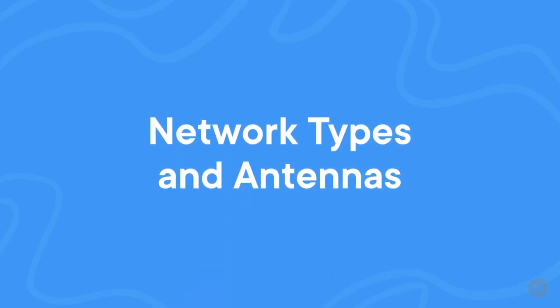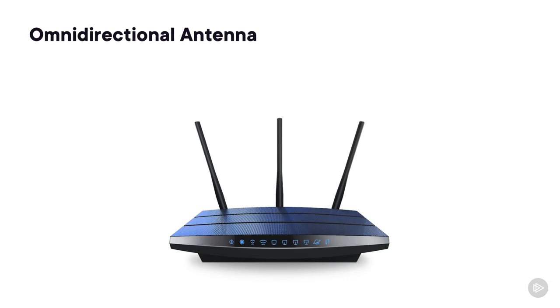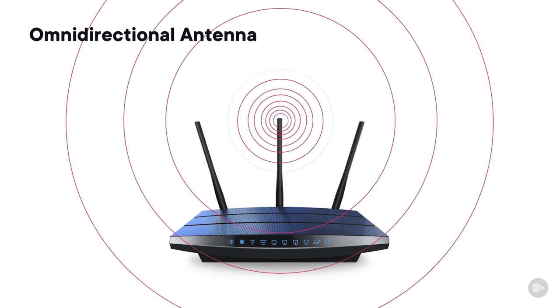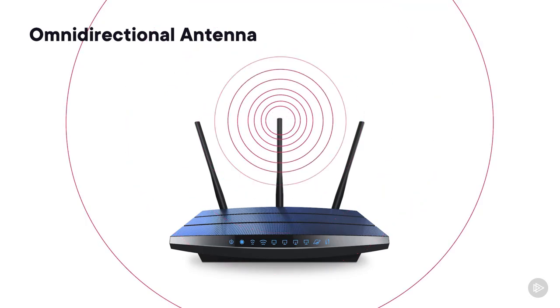Take a look now at network types and antennas. So you may have an access point like this in your home, or it may be an all-inclusive one where the antennas are actually built into the device itself. Regardless, the devices we use in our home networks and in businesses are usually using an omnidirectional antenna. And an omnidirectional antenna sends a signal out in all directions from the antenna.